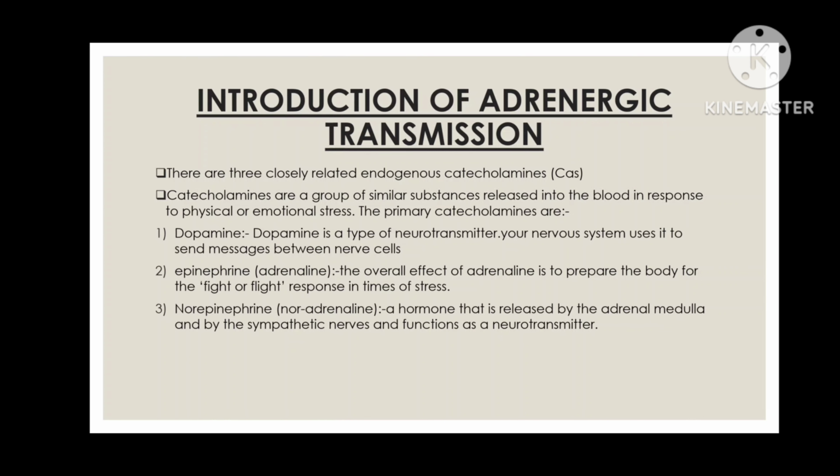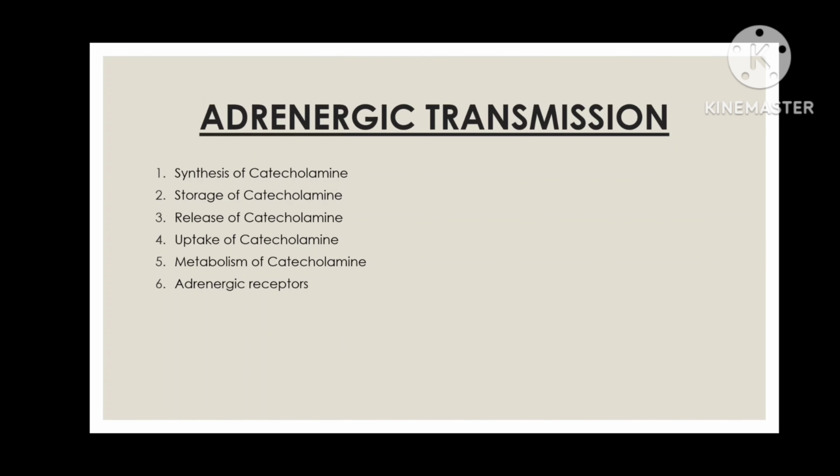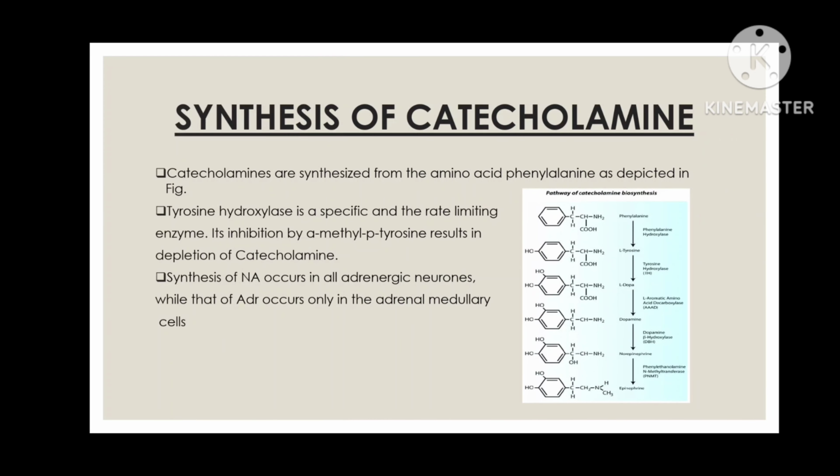Adrenaline. The overall effect of adrenaline is to prepare the body for the fight or flight response in times of stress. The third is noradrenaline, a hormone that is released by the adrenal medulla and by the sympathetic nerves and functions as a neurotransmitter. Then the adrenergic transmission. It is divided into 6 steps. The first is synthesis of catecholamine, the second is storage of catecholamine, the third is release of catecholamine, fourth is uptake of catecholamine, fifth is metabolism of catecholamine, and sixth is adrenergic receptor.